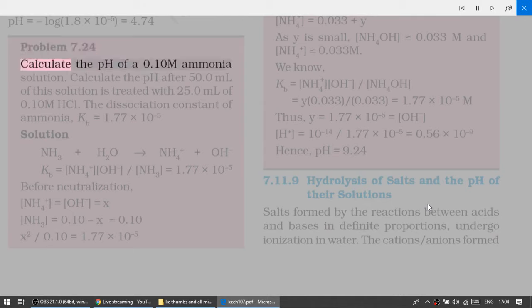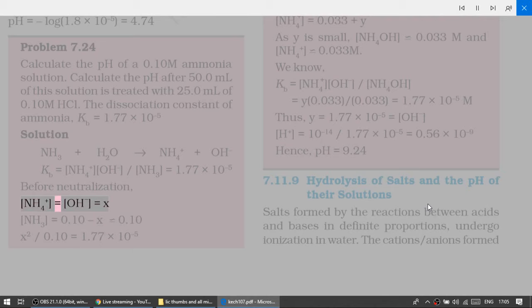Problem 7.24. Calculate the pH of a 0.10 M ammonia solution. Calculate the pH after 50.0 mL of this solution is treated with 25.0 mL of 0.10 M HCl. The dissociation constant of ammonia, Kb, is 1.77 × 10^-5. Solution: NH3 + H2O ⇌ NH4+ + OH-. Kb = [NH4+][OH-]/[NH3] = 1.77 × 10^-5 before neutralization.